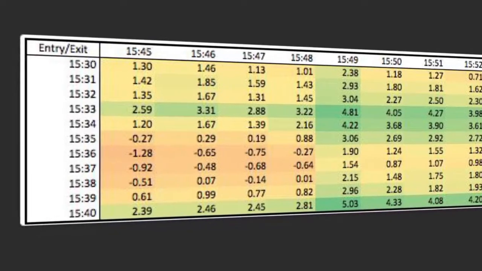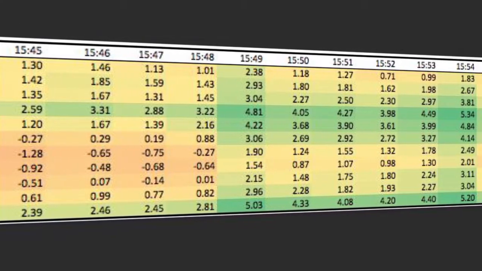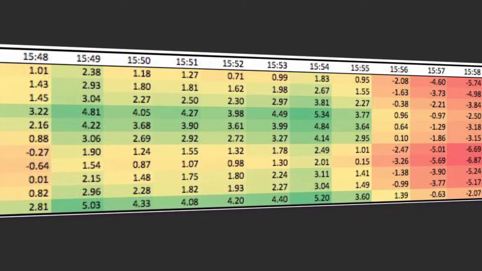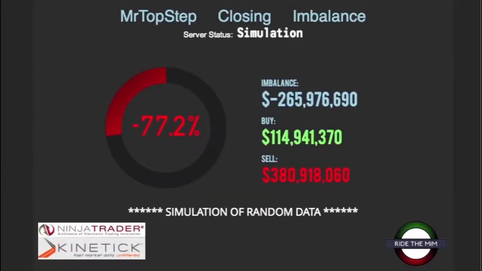What would happen is you would enter the market prior to the 3:45 cutoff and possibly exit the market before the 4 o'clock close. And it might work in your favor.